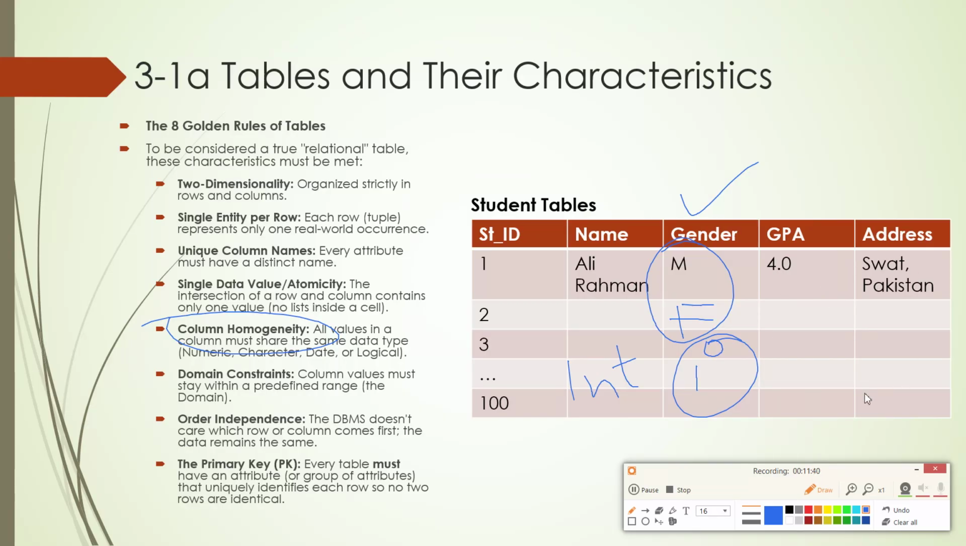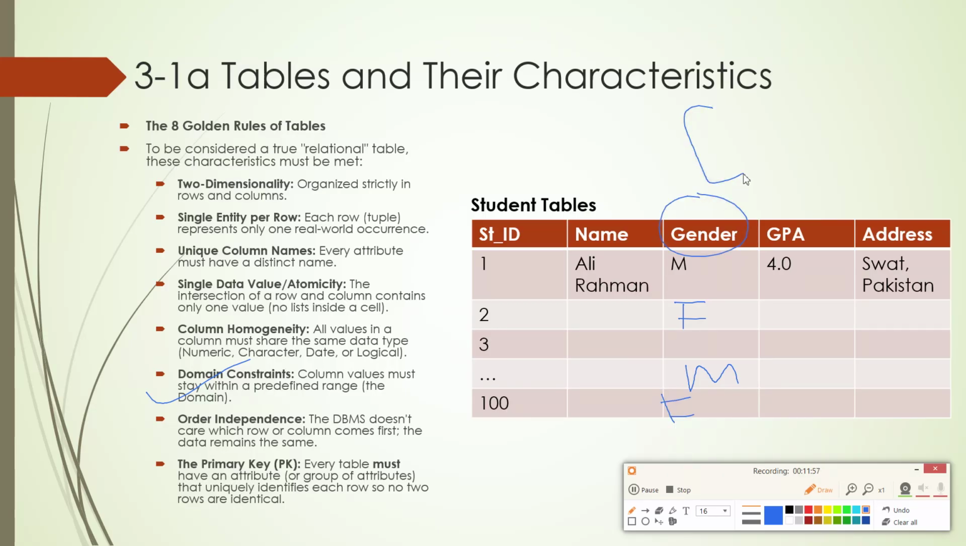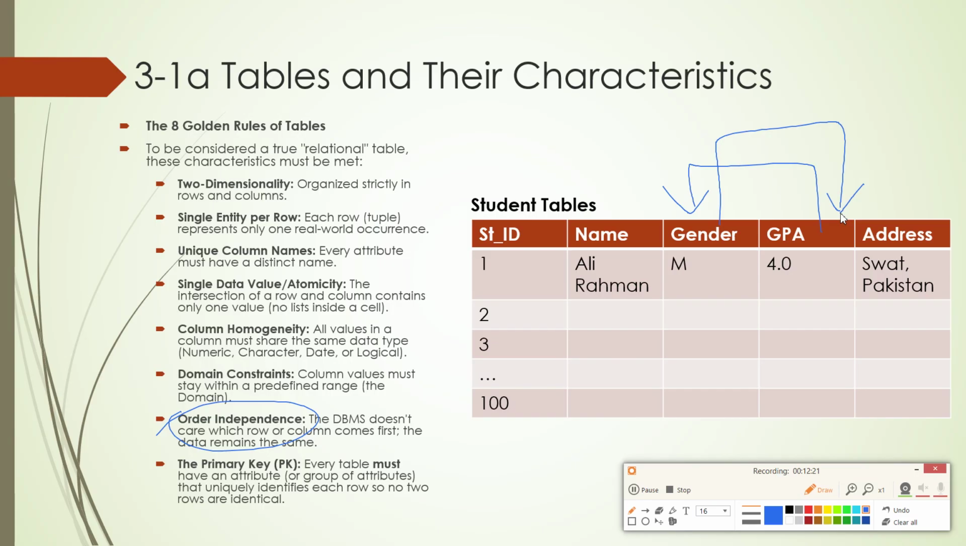And let's see the next one, the domain constraint, that we already explained in our last slide. For example, M and F. So for this whole column gender, its set of values is M or F. So this is the domain of this column. And the second last characteristic is order independence. By order independence we mean that if you bring this GPA here and this gender from here to here, it will not hurt the DBMS, and the DBMS will not encounter any problem. So you can switch the columns' positions.